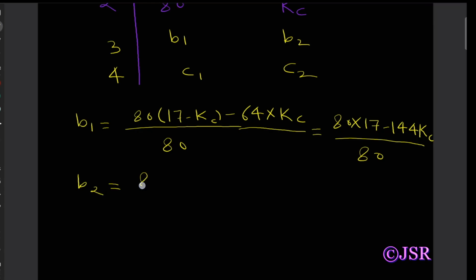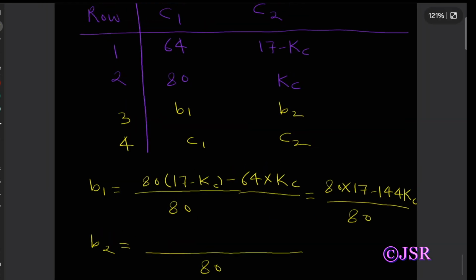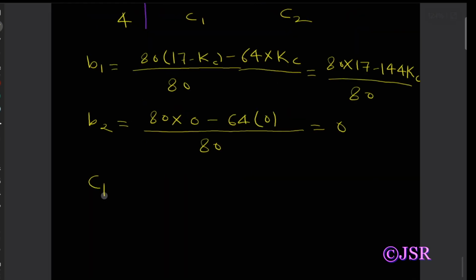So B2 will be equal to 1 upon 80. To calculate B2 we will hide the column C2. So in the denominator we will have 80, and then 80 into 0, minus 64 into 0. So finally B2 will be 0.